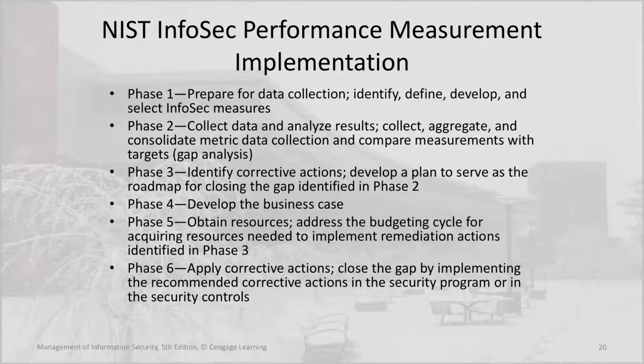In Phase 4, develop the business case. In Phase 5, obtain resources: address the budgeting cycle for acquiring resources needed to implement remediation actions identified in Phase 3. And in Phase 6, apply corrective actions. Close the gap by implementing the recommended corrective actions in the security program or in the security controls.